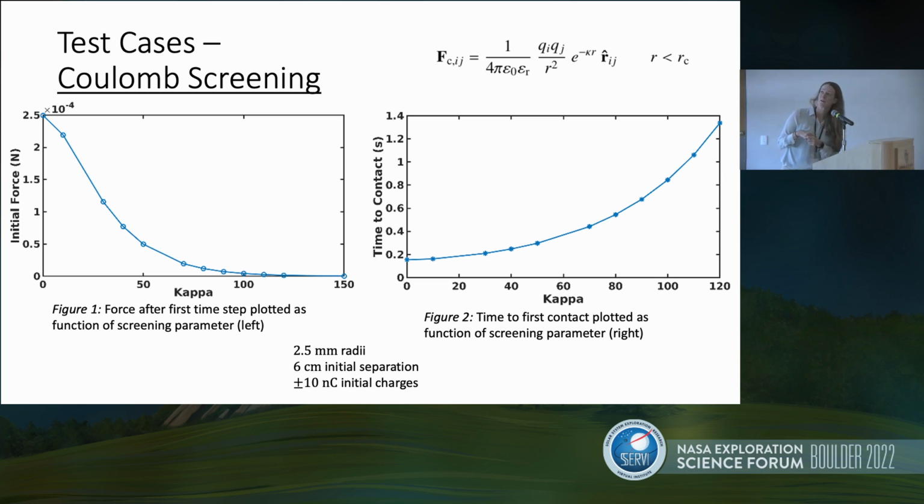The kappa parameter there is this Coulomb screening, and what's plotted here is the initial force between grains, and then the force as a function of time to contact. Basically, as you increase the kappa parameter, the initial force decreases, you see less of the forces between the grains, and it takes longer. If you start two charged grains far away from each other, as you increase that screening parameter, it's harder for them to see each other, so they take longer to come into contact. So you're effectively screening those forces from each other, and you can play with this parameter to see how long it takes for them to feel each other.